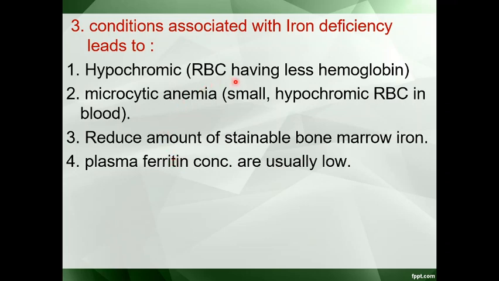Conditions associated with iron deficiency. Hypochromic RBC, having less hemoglobin; microcytic anemia, small hypochromic RBC. So what do you mean? I am telling you this because often when you go through the blood report of anyone, you should be aware of the terms. What is hypochromic? RBC having less hemoglobin. What is microcytic? Small RBC and having less hemoglobin.